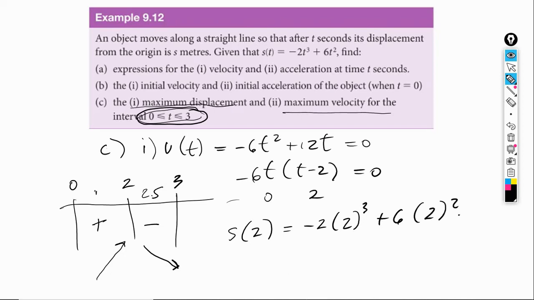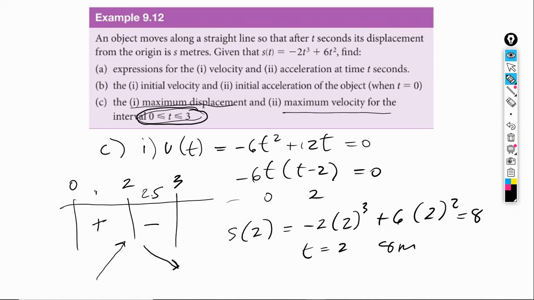And if you do that, this is going to give you 8. So that means that at t equals 2, the particle reached its maximum displacement of 8 meters. And that would be the answer for that first part. So how about the second part, where they want us to find the maximum velocity?